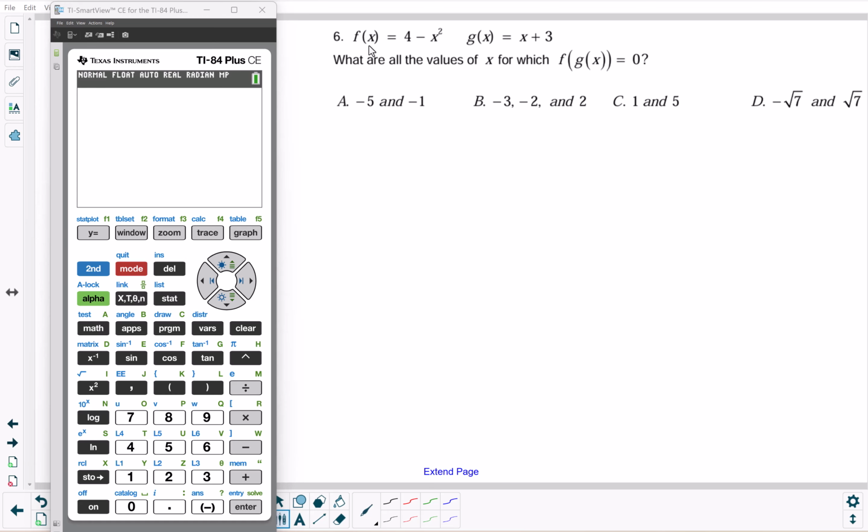We're given two functions, f and g of x. We want to know what are all the values of x for which f of g of x is equal to 0. For this time, we're going to use a graphing calculator to solve it.